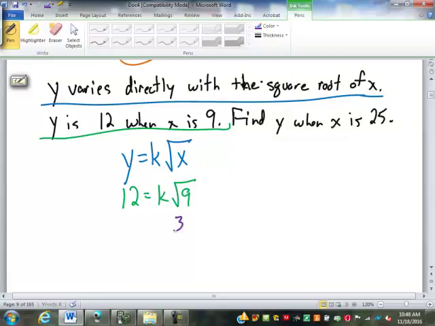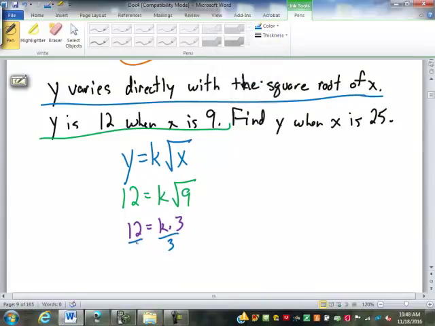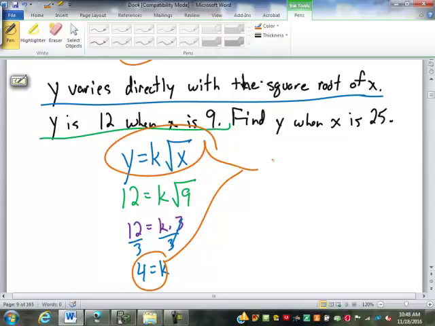Square root of 9 is 3, so 12 equals k times 3, and we divide by 3 to get k by itself. So 4 equals k. Now that we know that, we can combine that with our generic form of the equation. Instead of y equals k times the square root of x, we know that y equals 4 times the square root of x.